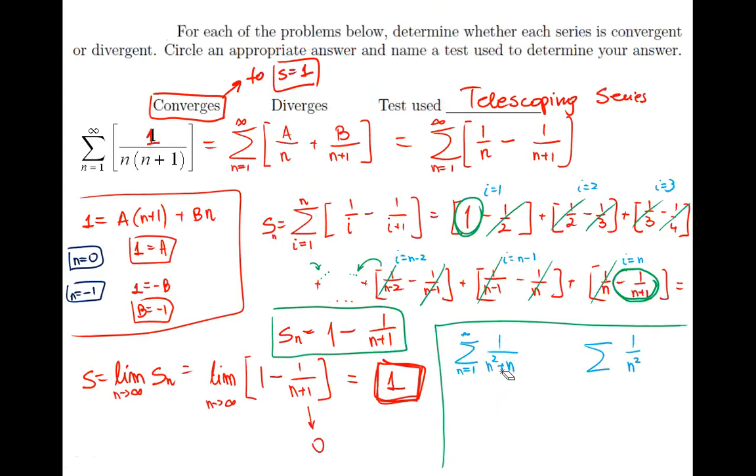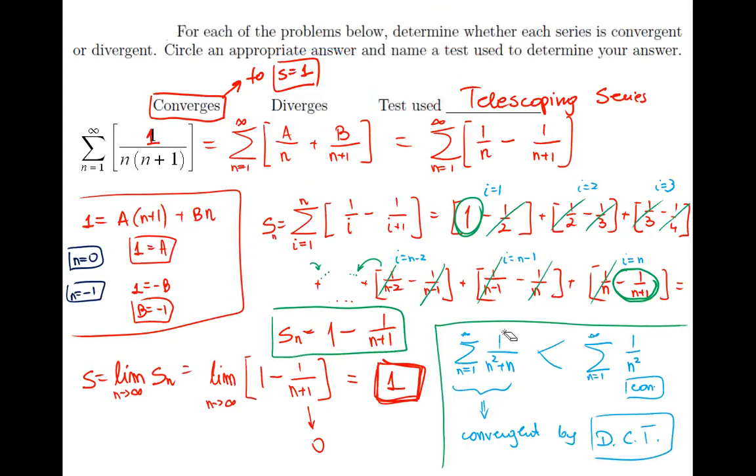Since this denominator is greater, the whole fraction is smaller. Wow, so easy, right? Because on my right-hand side, I have a convergent infinite series. Everything that is smaller is convergent too. That means this one is convergent by direct comparison test.